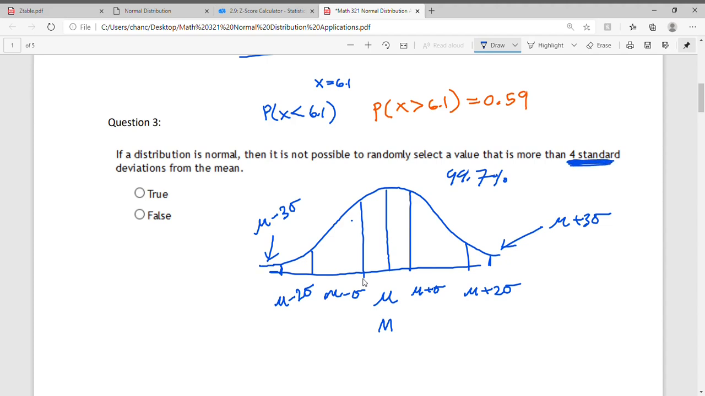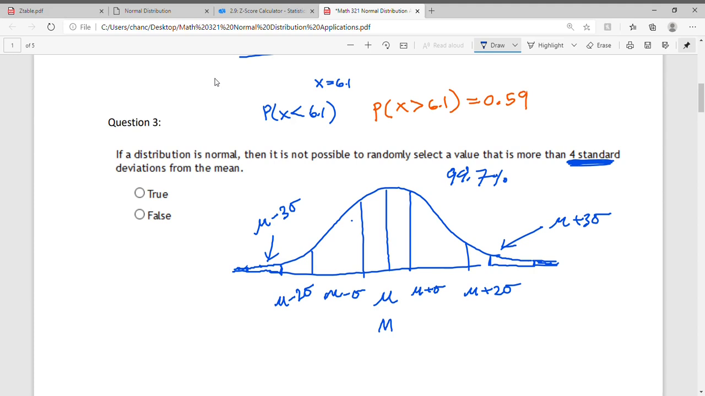Well, actually you can. You can have 4 standard deviations. It'll just extend our tail further out, and it will be a very, very small percentage. Remember, within 3 standard deviations covers 99.7% of the population. Yes, you can have 4 standard deviations above the mean, but it's very, very rare. It's going to be less than 0.3%.